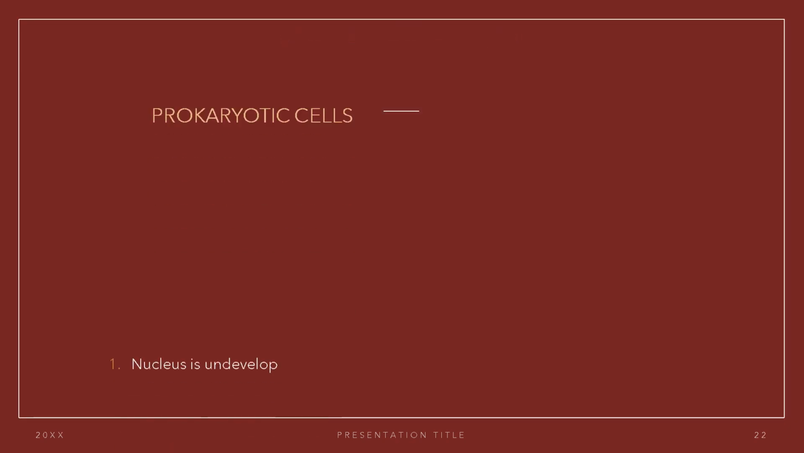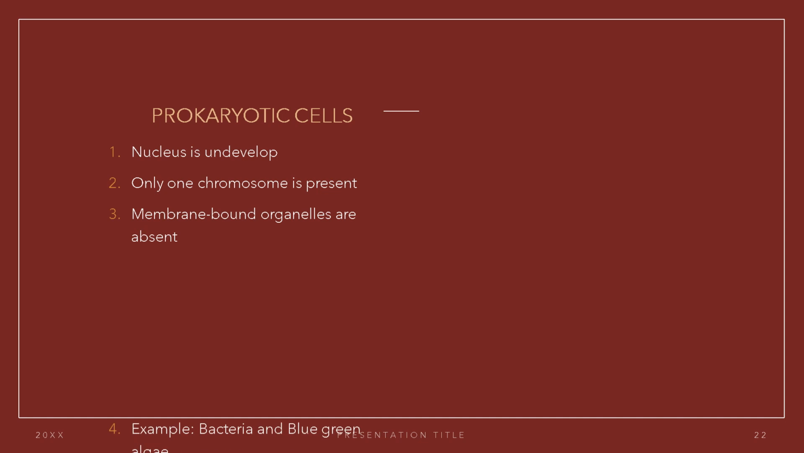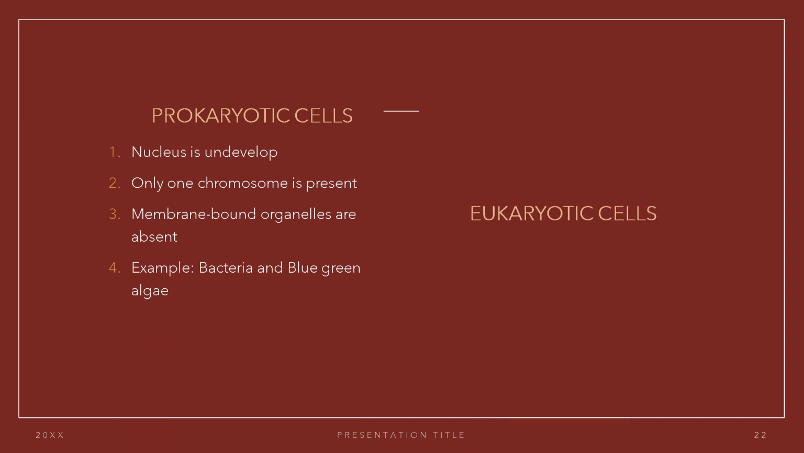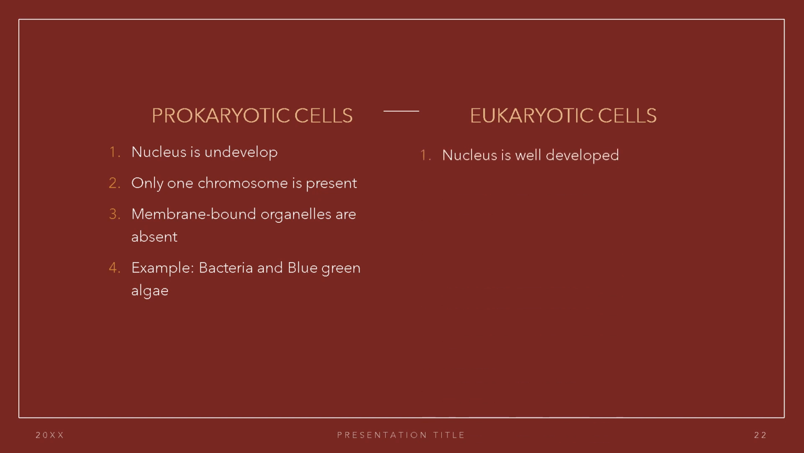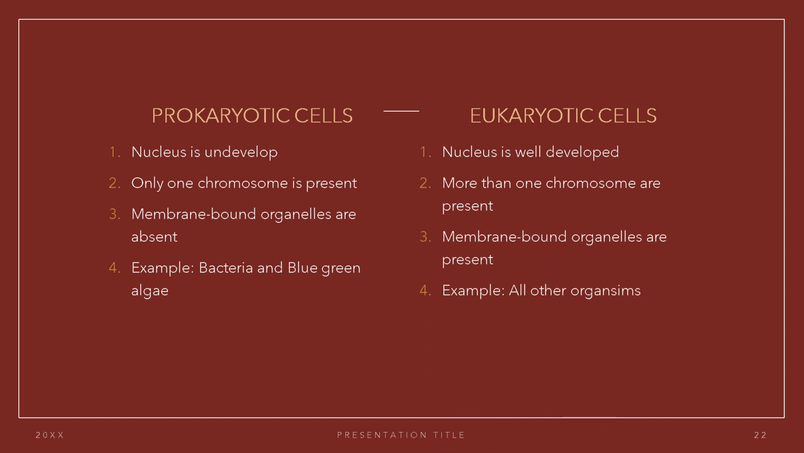Prokaryotic cells. Nucleus is undeveloped. Only one chromosome is present. Membrane-bound organelles are absent. Examples: bacteria and blue-green algae. Eukaryotic cells. Nucleus is well-developed. More than one chromosome is present. Membrane-bound organelles are present. Examples: all other organisms.